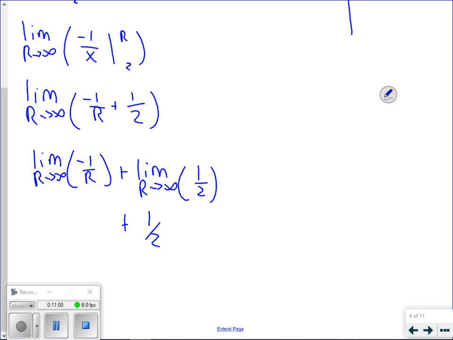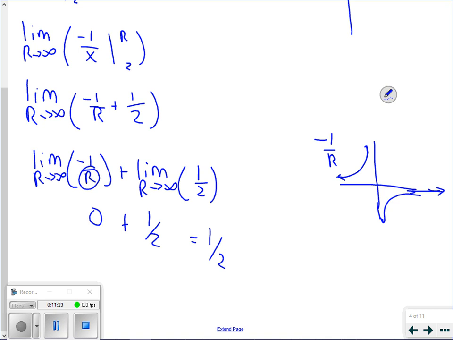Well, you can graph negative 1 over r if you want. It's just the 1 over r flipped, so it looks like this. But as my function is going to infinity, it's approaching 0. So the denominator is getting infinitely bigger, so this limit is 0. So my final answer is 1/2. And therefore, since we do have an actual numerical answer, we can say that this converges. So we proved it.